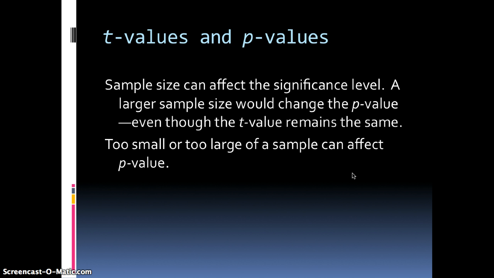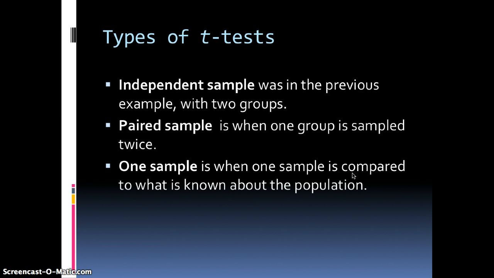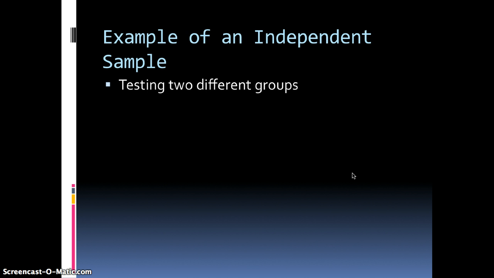Sample size can affect the significance level. A larger sample size would change the p-value, even though the t-value remains the same. Too small or too large of a sample can affect p-value. Independent sample is one type of t-test, and that will be discussed later in the example, and that was previously touched on in prior slides. Paired sample is when one group is sampled twice, and one sample, or one-way sample, is when one sample is compared to what is already known about a population. So an example of an independent sample t-test. Testing two different groups.